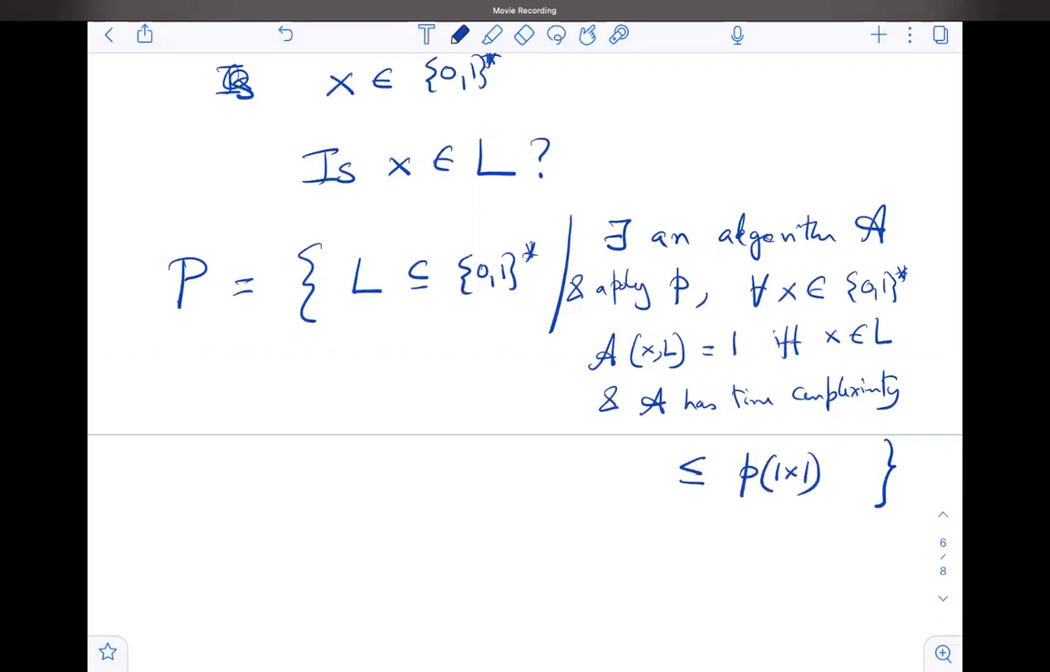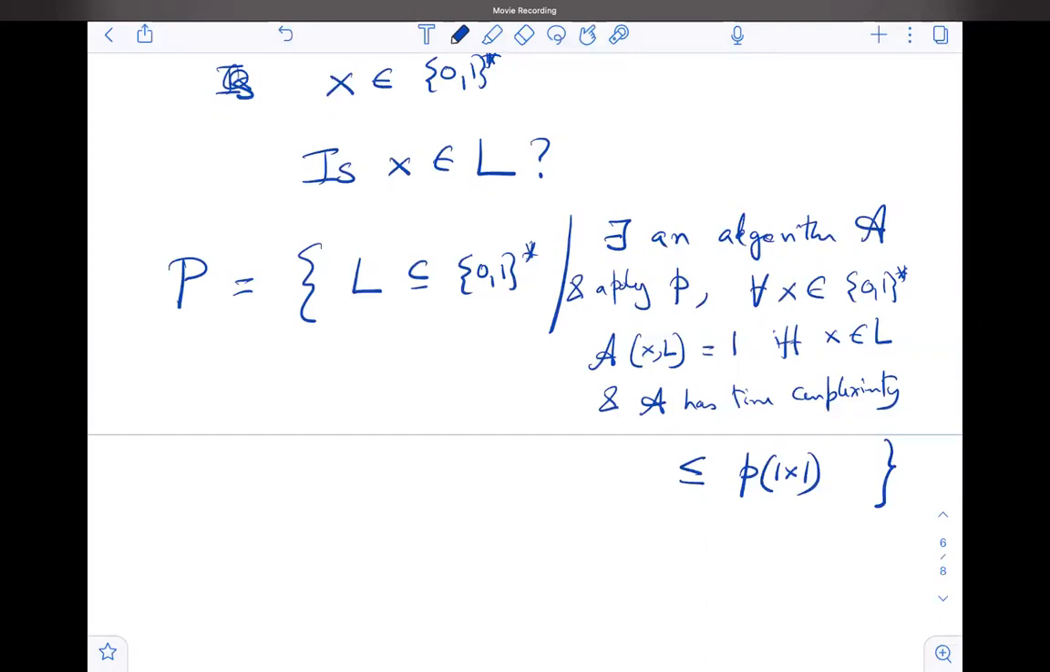Sir, is the knapsack problem a decision problem? No, it is not. But if you add an extra condition, I'm going to give you another value, say T, and I ask, is the maximum value of knapsack more than T or less than T? That's a decision problem.